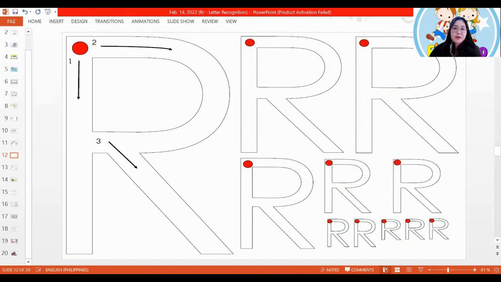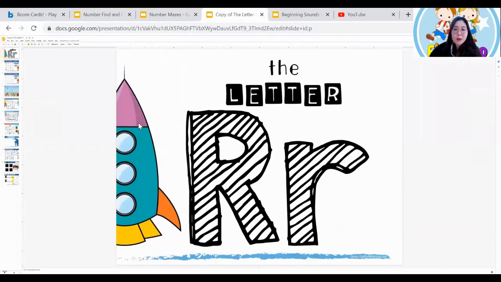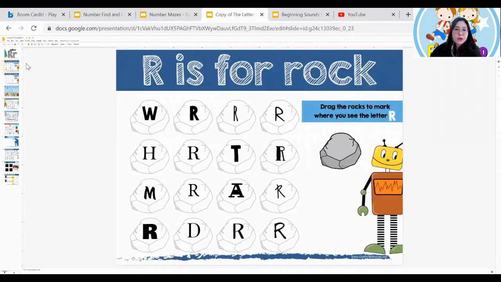So let's have an activity first. So we have our letter R here. So let us look for our capital letter R first. So R is for rock. We have to drag the rocks to mark where do we see the capital letter R. Is this the capital letter R? No, it's the letter W. How about this one, capital letter R?